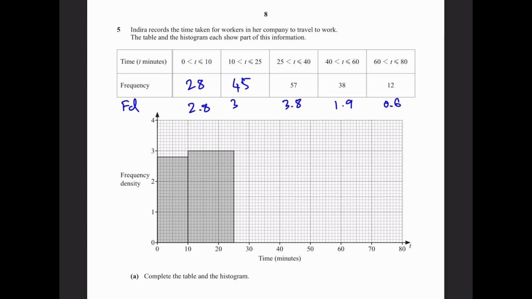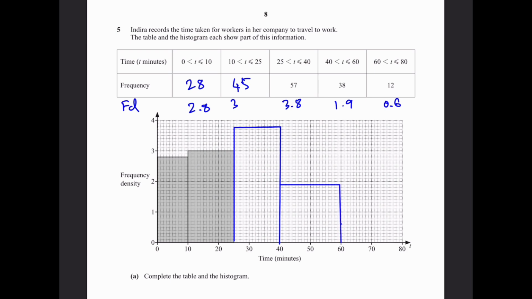We just draw the graph of the histogram. So 25 to 40 is 3.8 frequency density. So we can draw lines up to 3.8 like this, and then coming down at 40. Now from 40 to 60 is 1.9, so you can draw lines like this as well.